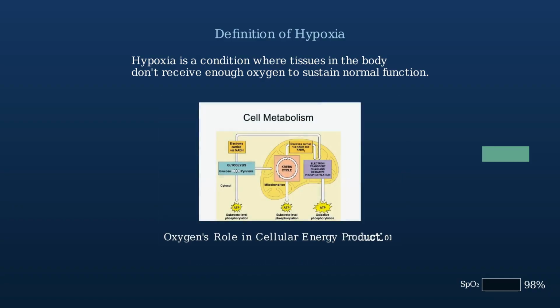Oxygen is essential for cellular metabolism and energy production. Inside the mitochondria, oxygen is used in the final step of cellular respiration. This process, known as oxidative phosphorylation, produces the majority of ATP, the energy currency that powers all cellular functions.